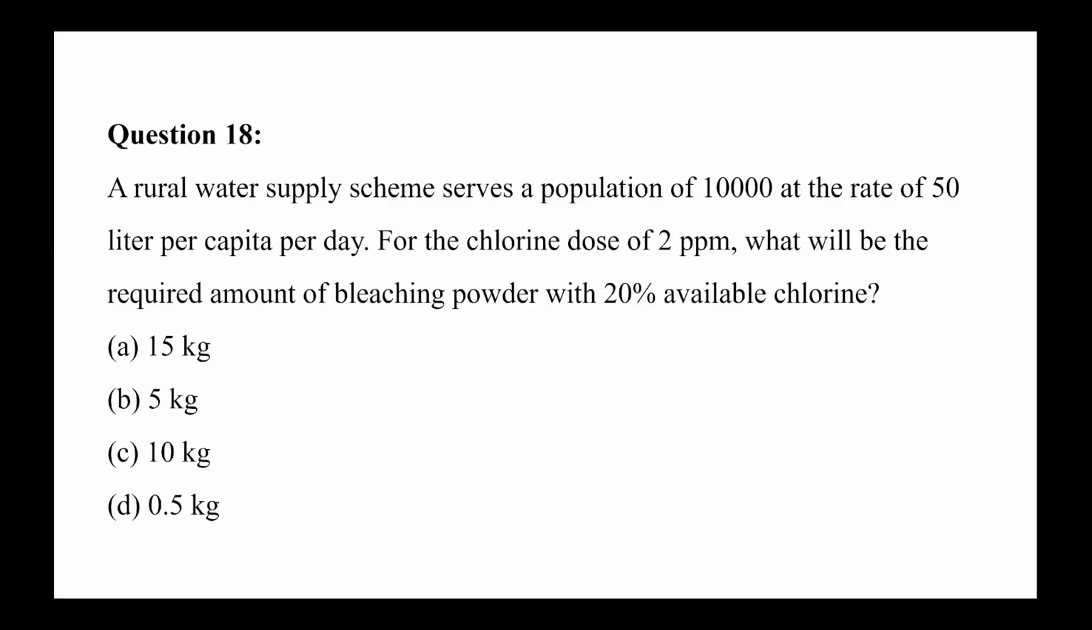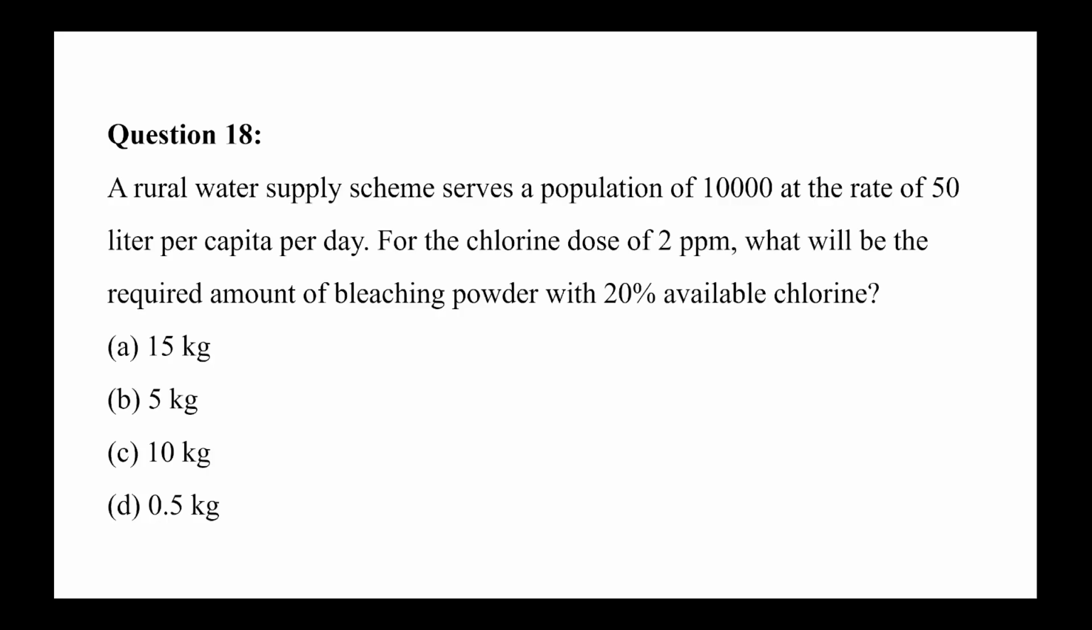A rural water supply scheme serves a population of 10,000 at the rate of 50 liter per capita per day. For the chlorine dose of 2 ppm, what will be the required amount of bleaching powder with 20% available chlorine? So you have to calculate the amount of bleaching powder that has 20% of available chlorine. So first you have to calculate the chlorine demand, and then you have to calculate the amount of bleaching powder required, knowing that only 20% of available chlorine is present in that bleaching powder.